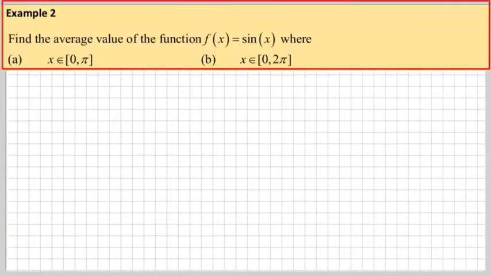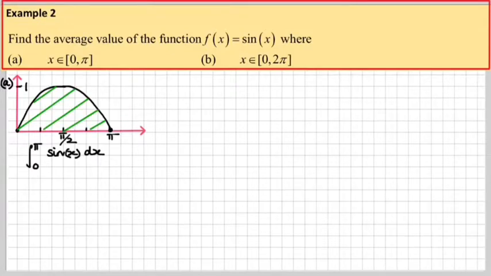Alright, let's do another example now. We'll do a tricky one. Find the average value of the function y, or f of x, equals sine x, where firstly x goes from 0 to pi, and secondly it goes from 0 to 2 pi, and something amazing is going to happen in part B. Okay, first of all, part A.